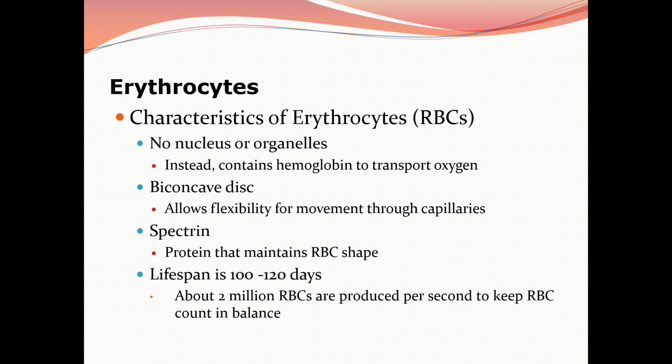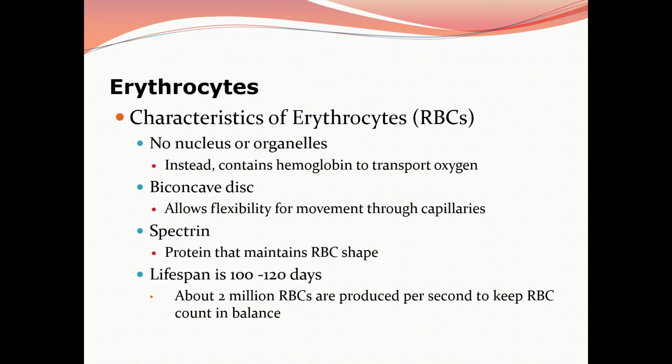Let's look at the characteristics of erythrocytes. Erythrocytes have no nucleus or organelles. Instead, they contain hemoglobin to transport oxygen. Erythrocytes have a biconcave disc formation which allows flexibility for movement through capillaries. Erythrocytes contain the protein called spectrin, which maintains the red blood cell shape. The lifespan of a red blood cell or erythrocyte is 100 to 120 days.